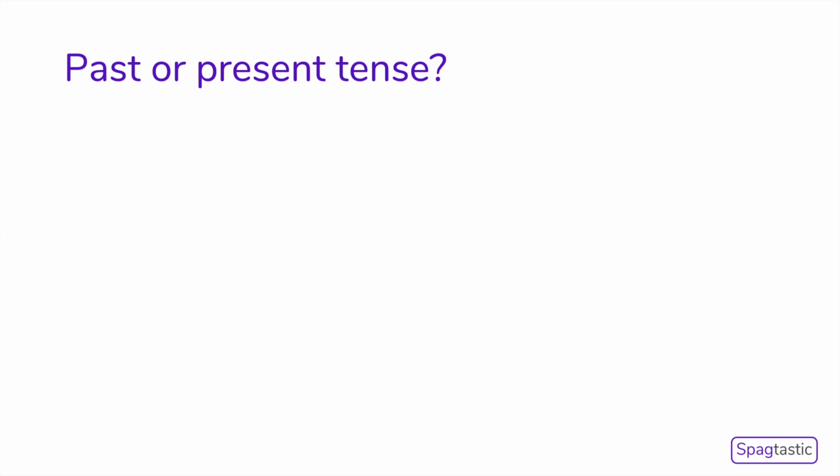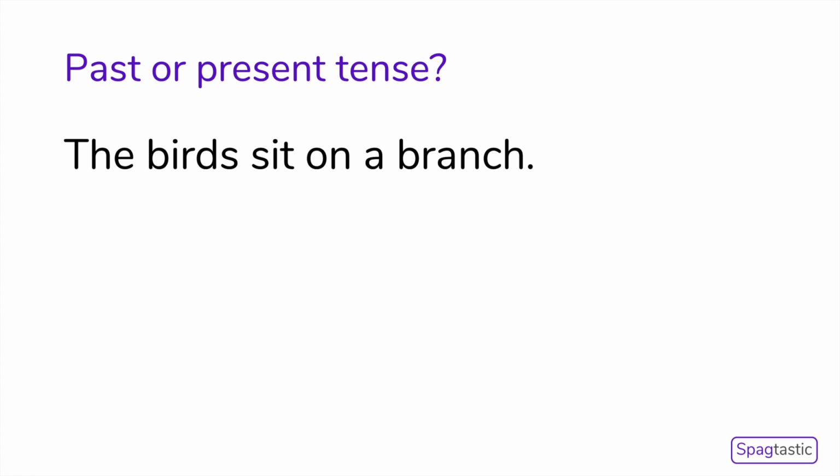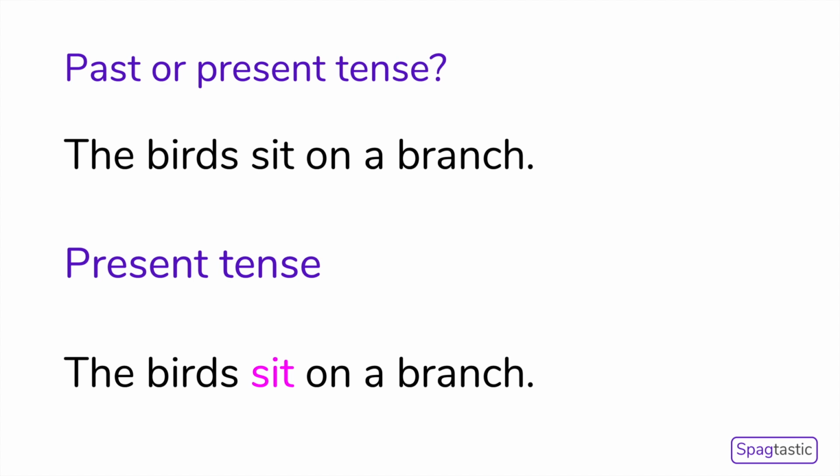Our next sentence is, "the birds sit on a branch." Is this written in the past tense or the present tense? Why not pause the video and have a think for yourself. "The birds sit on a branch" uses the present tense because "sit" is a present tense verb.